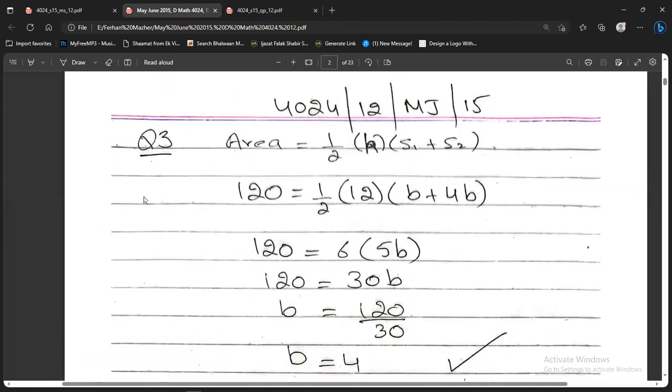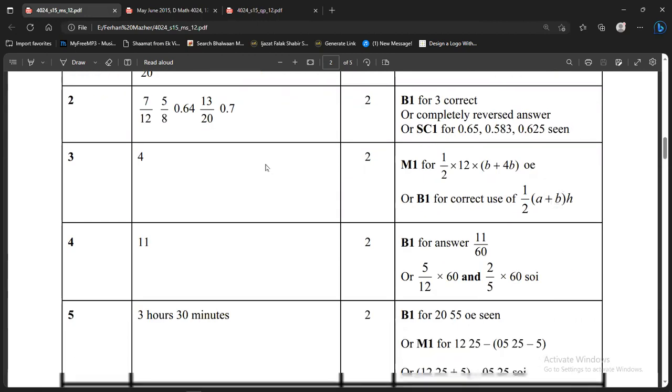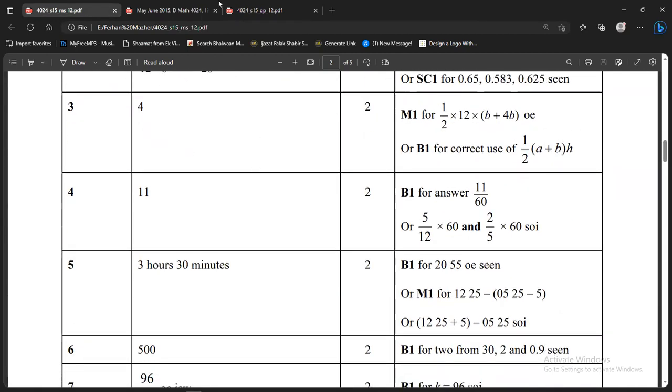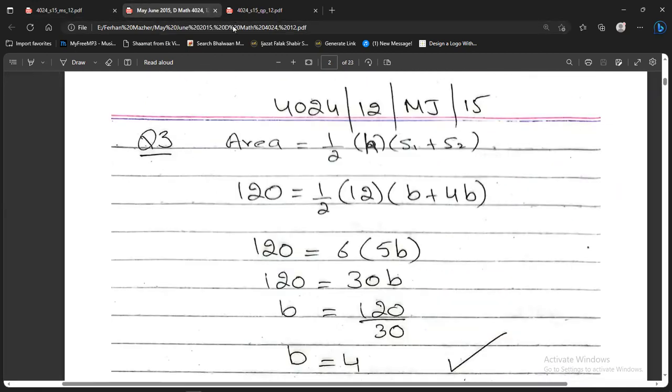So here we go. Area is equal to 1 by 2 into height into sum of parallel sides. 120 equals 1 by 2 into 12 into b plus 4b. So it will be 120 equals 6 into 5b. So it will be 120 equals 30b, and b will be equal to 120 divided by 30, and the value of b will be 4. That's right. This is the solution.